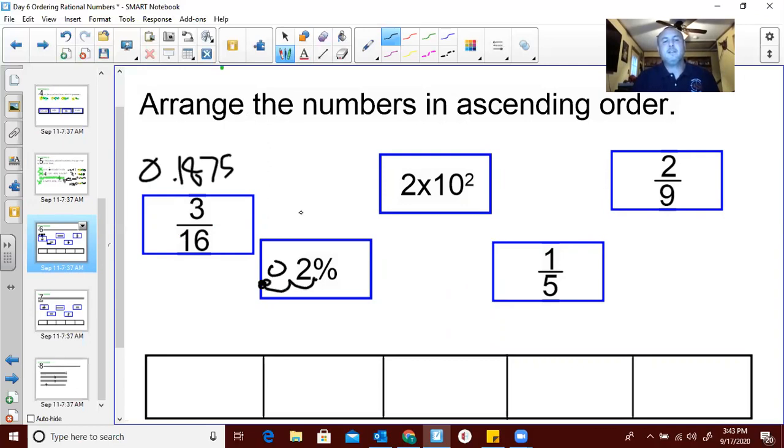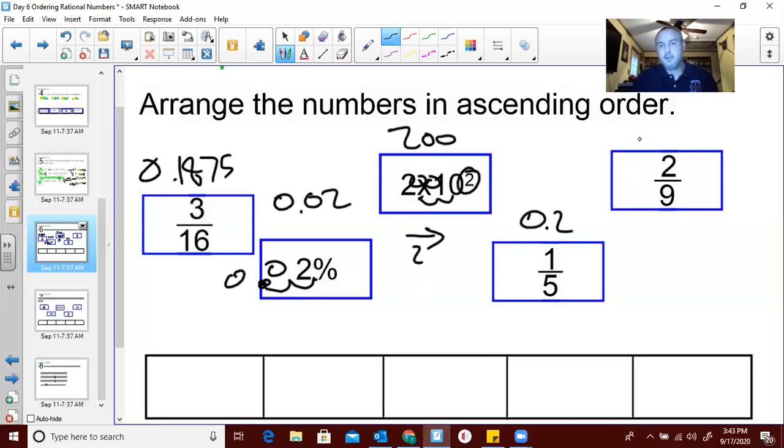So I have 0.02. Right here, I know that this is positive, so I'm going this way with it, and it's a 2, so I'm moving this decimal 1, 2, fill in with zeros, so I get 200. A fifth is 0.2, and 2/9 is repeating 2. So it's 0.22, and it just keeps going, but I'm just going to truncate it there. I'm going to add a 0 here, just so all my decimals look the same.